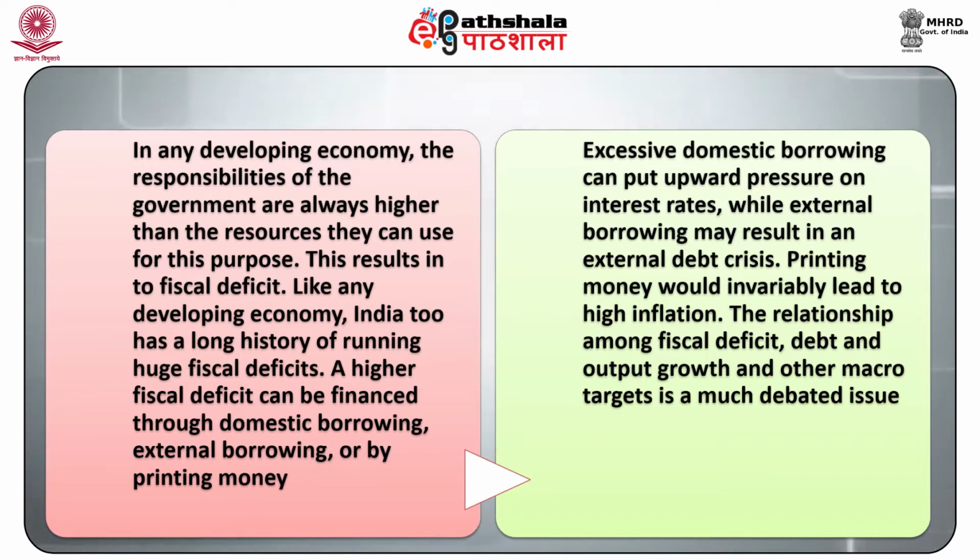A higher fiscal deficit can be financed through domestic borrowings and external borrowings or by printing money. Excessive domestic borrowing can put upward pressure on interest rates, while external borrowings may result in an external debt crisis. Printing money would invariably lead to high inflation.